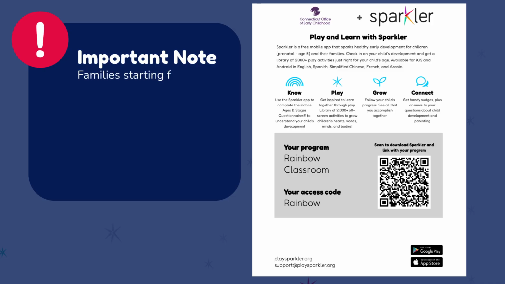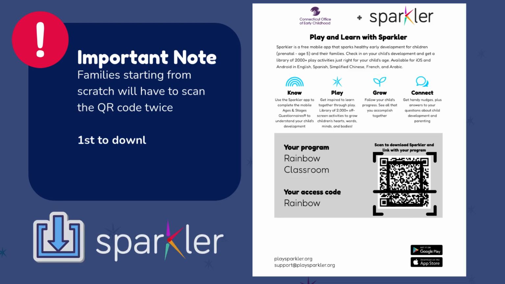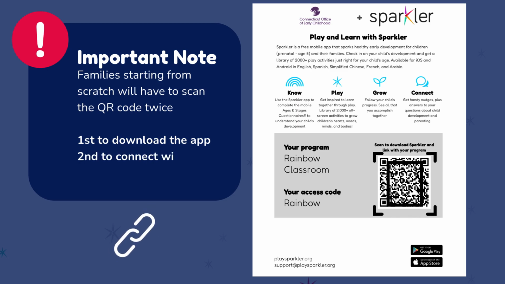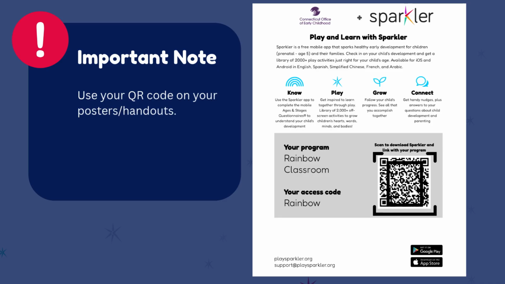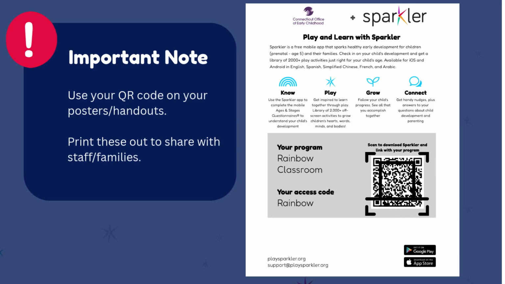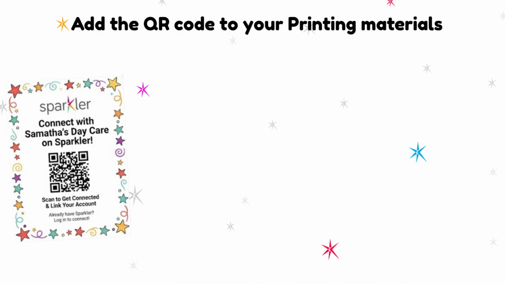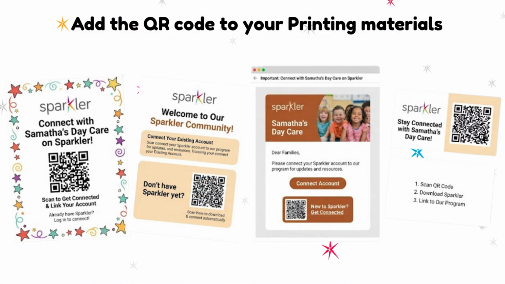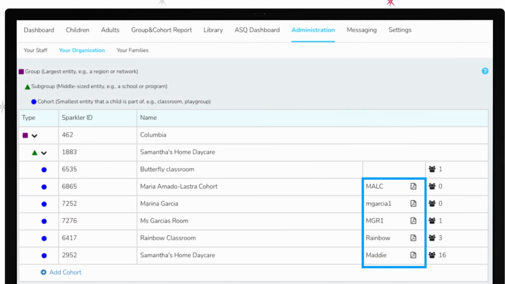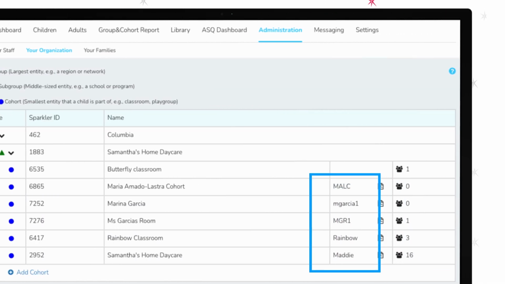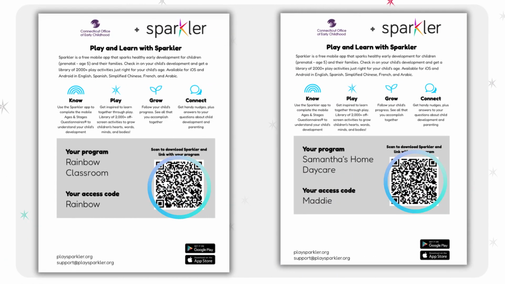Important note: if someone is starting from scratch, they'll need to scan the QR code twice, once to download the app and once to enter your program's access code and link with you. The access code and QR code you see in the handout is your program's unique code. You can take the code and QR code and share it with your families. You can add the QR code to other posters, handouts, emails, palm cards, or other materials you create to share with families in your program. This will make it easier for families to link with your organization. Every cohort in your organization that has a code will have its own unique QR code handout.